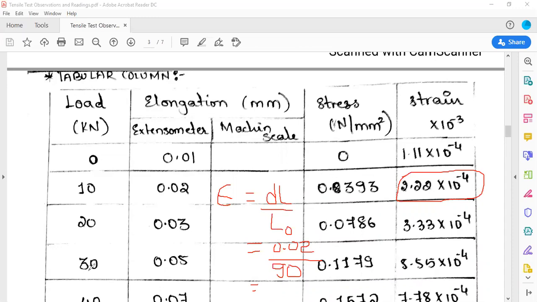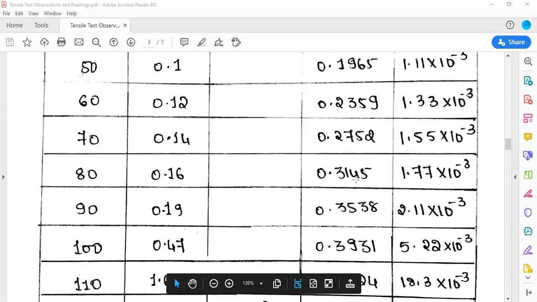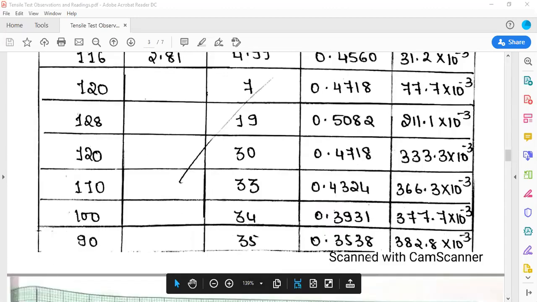Similarly, when you apply 30 kilonewton, the extensometer reading shows the elongation of the specimen is 0.05. 0.05 divided by 90 will give you the strain observed when you apply 30 kilonewton. Similarly, you need to continue until the last reading which you have taken in the tabular column. This is how you need to find out the stress and strain. After 90, 80 is there. You need to continue till then.